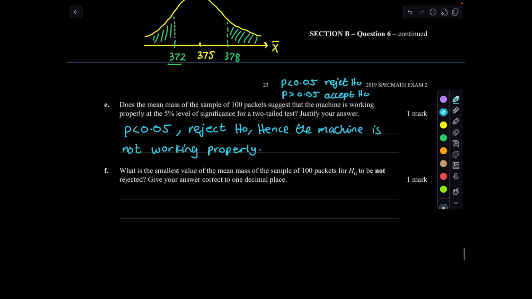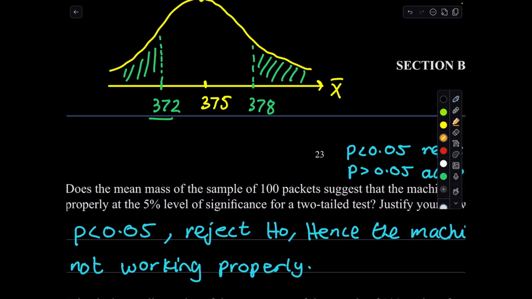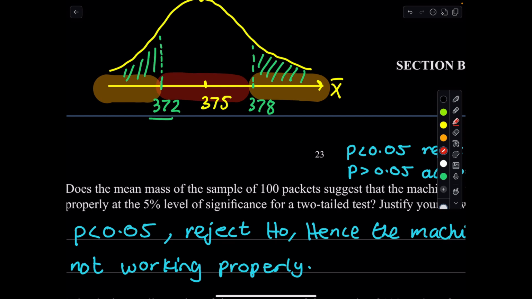Next question. What is the smallest value of the mean mass of a sample of 100 packets for the null hypothesis to not be rejected? Right now we rejected the null hypothesis, but now we want to find the smallest mean mass for it not to be rejected. Like we said, if your sample mean is around the tails, we reject the null hypothesis. But here we want to accept it, so it has to be in the middle part, and we want the smallest, which would occur somewhere around here.